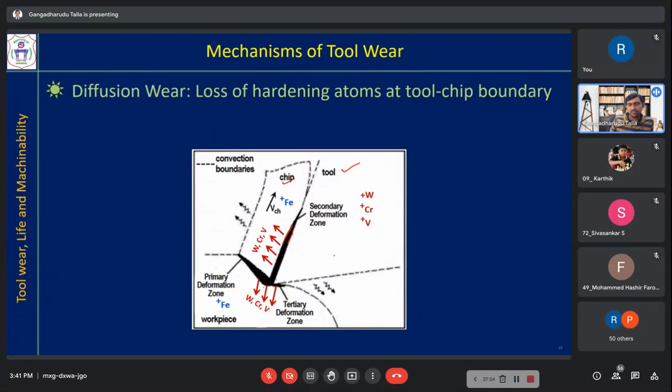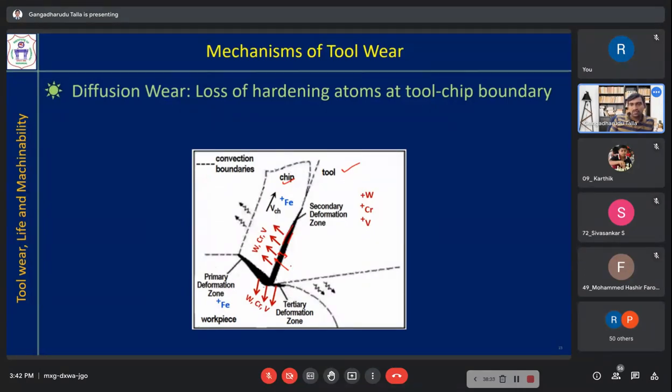So at a high temperature, what will happen? There is no gap between these; they are very closely in contact, almost sticking to each other, and the temperature is high. At that time, the high amount of tungsten, chromium, vanadium, whatever is present, will try to go into the workpiece, where a very small amount of tungsten, chromium, vanadium, or whatever the element may be, is present. So this is called diffusion.